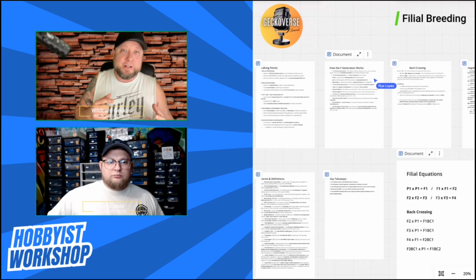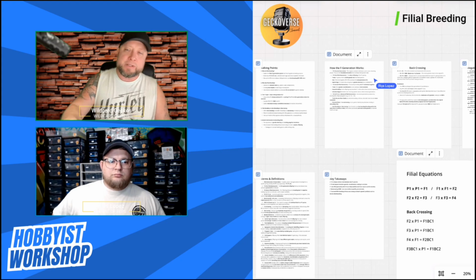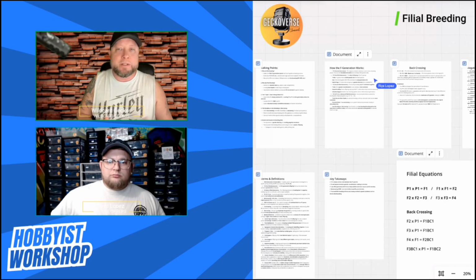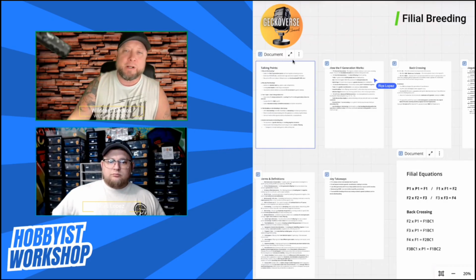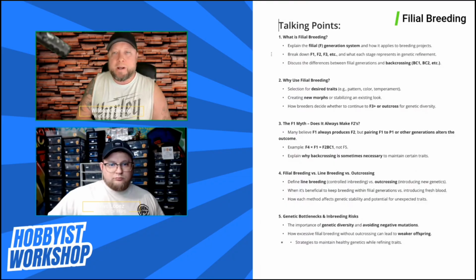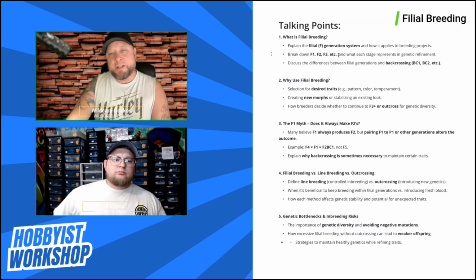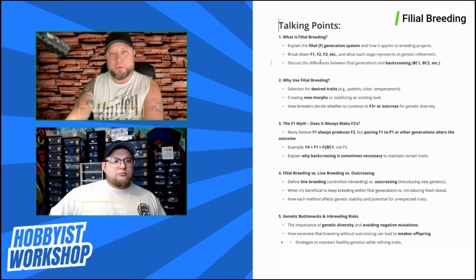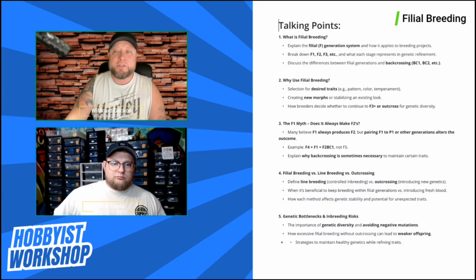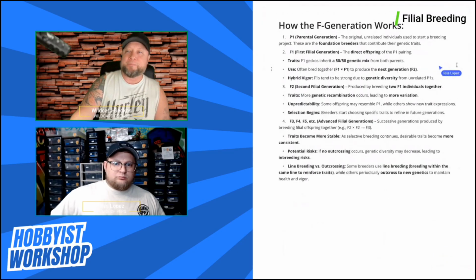Before I get started, I want to draw your attention to the bottom right corner of this page. You can see that we put some filial equations down there for those that need a mathematical perception on what we're talking about. So with that being said, we're going to go ahead and open up our key talking points here. We're going to start with number one. What is filial breeding? And for that, we're going to be explaining the filial F generation system. We're going to break down F1, 2, 3, etc. And we're going to discuss the differences between filial generations and back crossing. So, that being said, here we go.